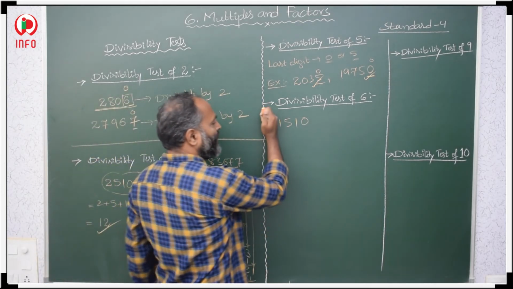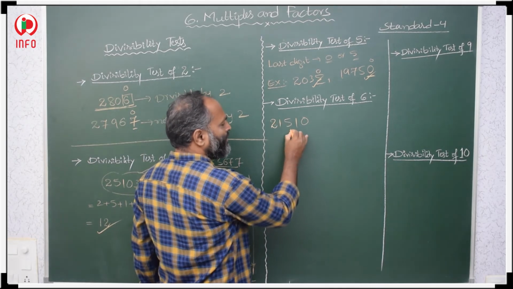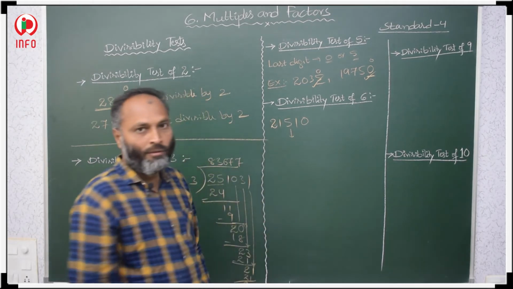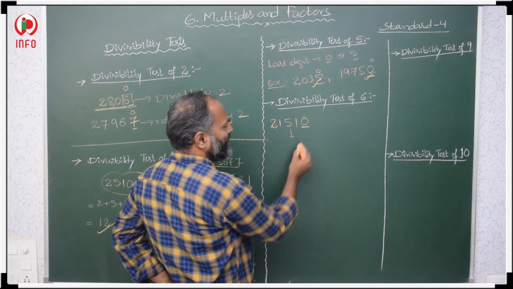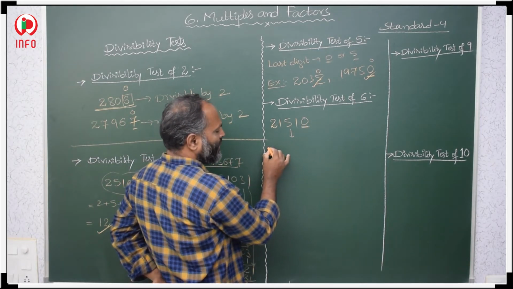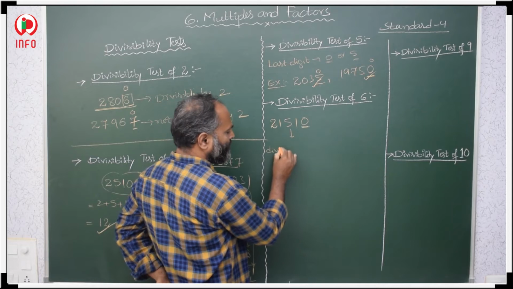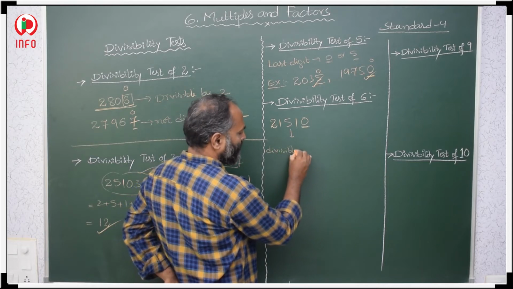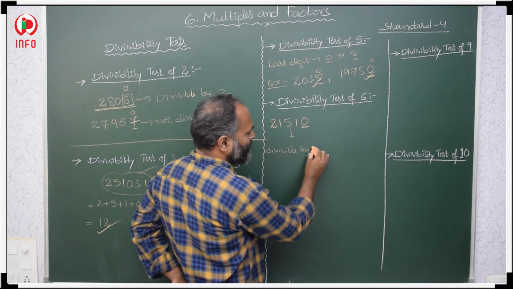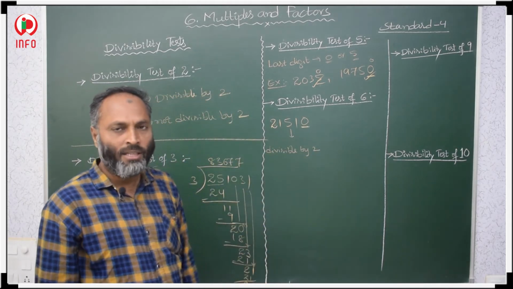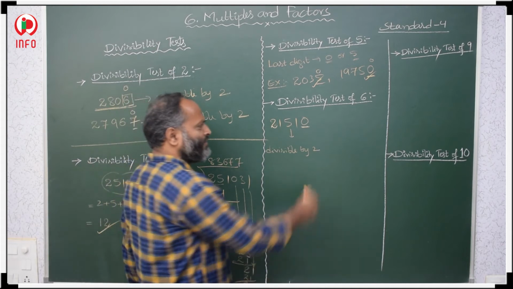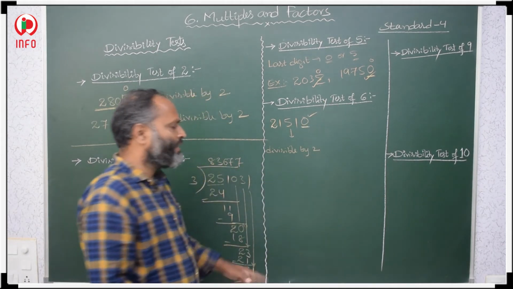Whatever the number, first we have to check whether it is divisible by 2 or not. This number is even, its last digit is even, so it is divisible by 2. Why divisible by 2? Because the last digit is even, that is why it is divisible by 2.